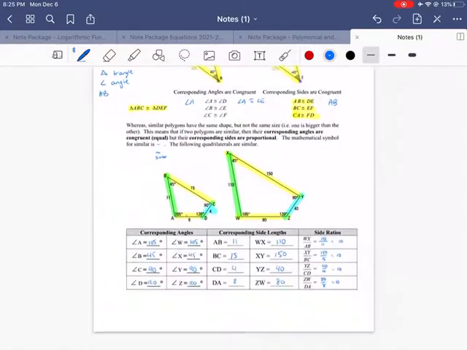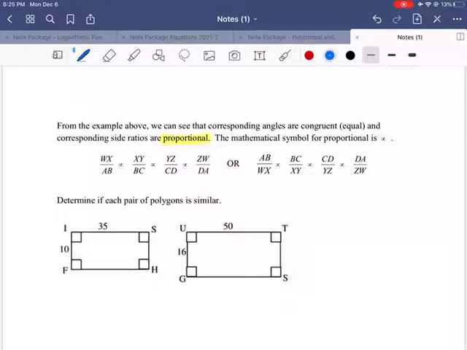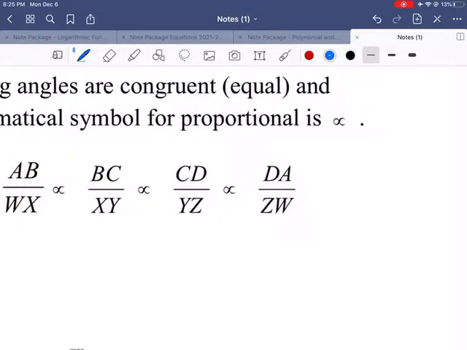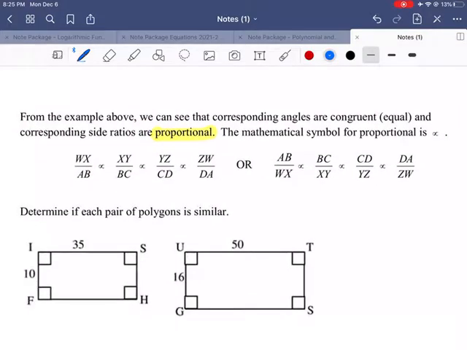Okay, you'll see that 110 is 10 times what 11 is. And if you multiply 15 by 10, you get 150. If you multiply 4 by 10, you get 40. And if you multiply 8 by 10, you get 80. So all the sides have been multiplied by the same value. The mathematical symbol for proportional is this symbol. So the ratio of side lengths are all proportional.